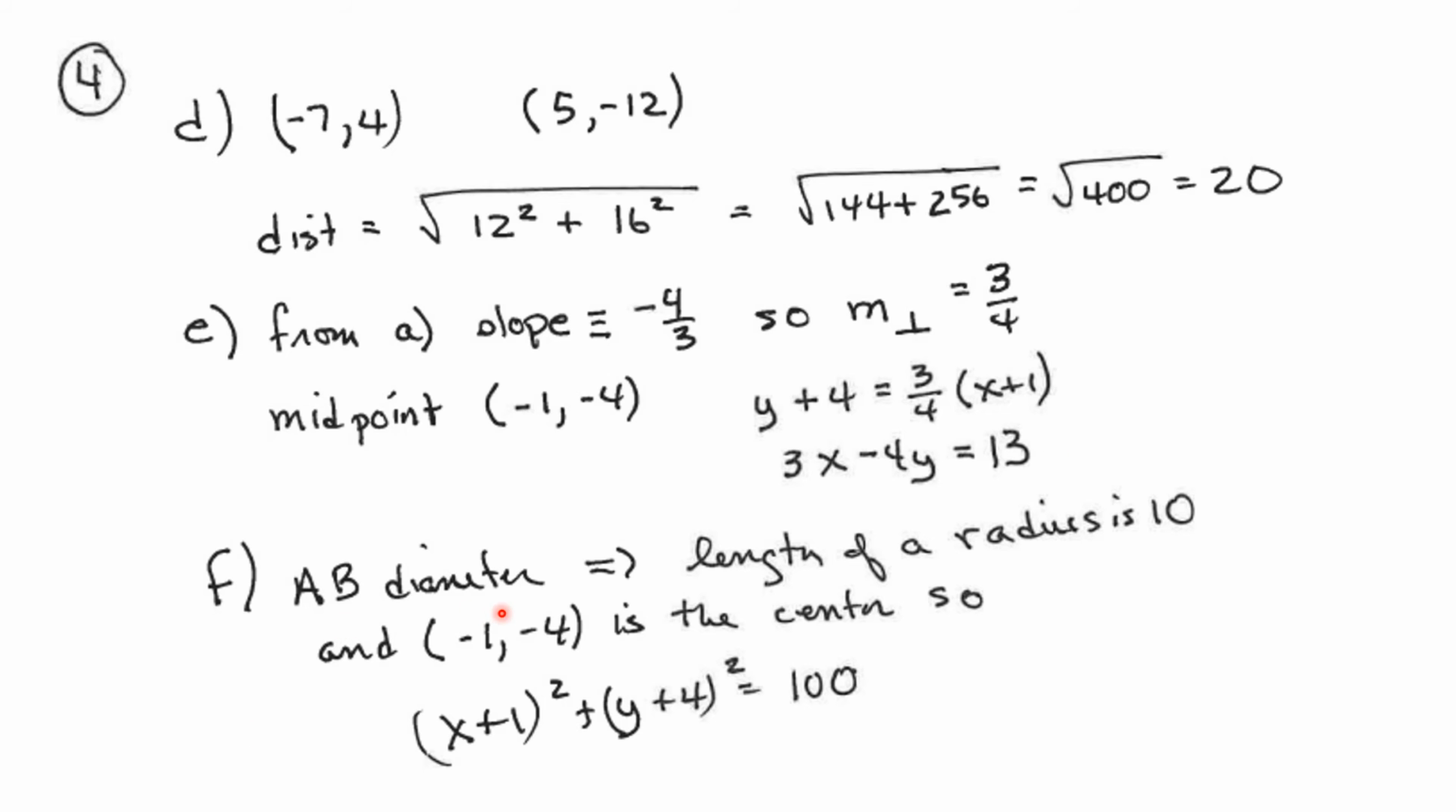Now, that AB is a diameter means the length of the radius. We already found that this was 20, so the length of the radius is 10. And so this is the center of the circle, and so the equation is x minus the x coordinate whole squared plus y minus the y coordinate whole squared is the radius squared, which is 100.